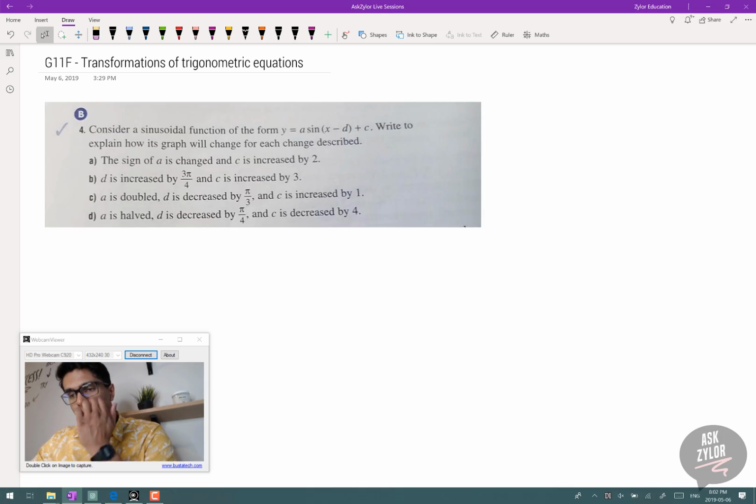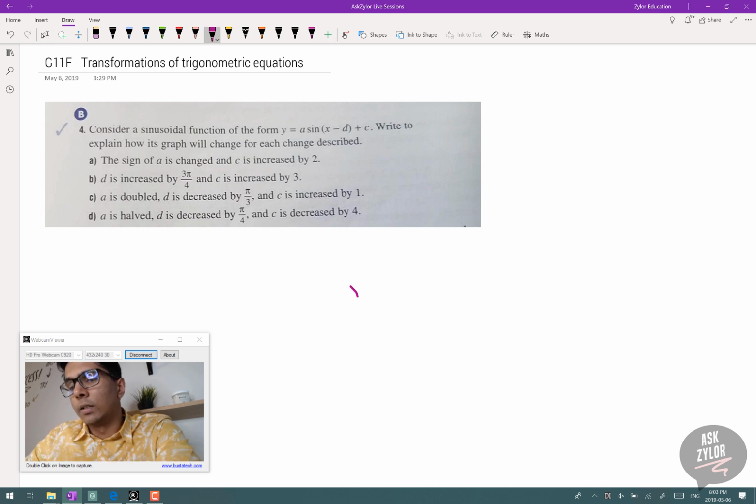Okay, so let's get started. This is a grade 11 functions question. It deals with transformations of trig equations. So we'll just do A and B for this. The question is saying, consider a sinusoidal function in the form a sine x minus d plus c. Write to explain how its graph will change for each change described.